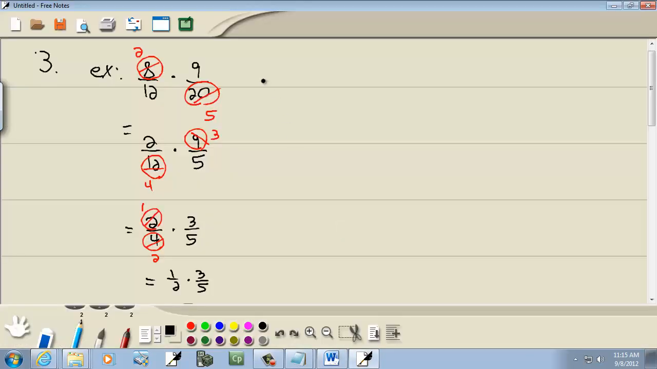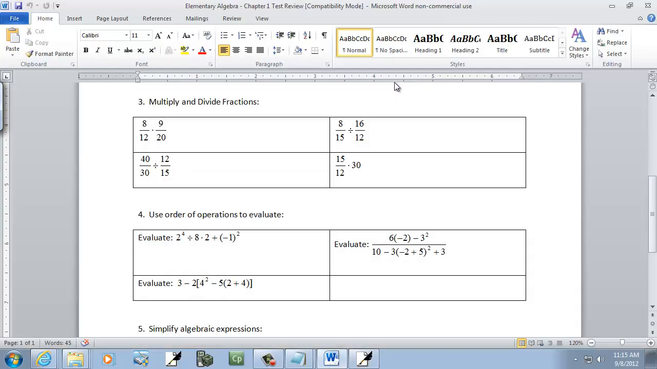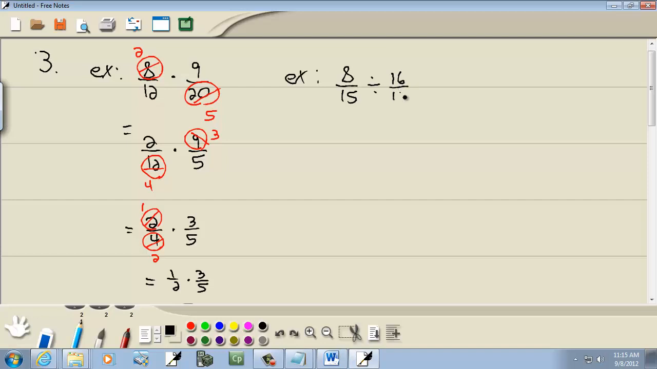Now let's look at a division one. We've got 8/15 divided by 16/12. Now, we never actually divide fractions. What we do is we immediately rewrite the problem as multiplication by taking the second fraction and flipping it. Top goes to bottom, bottom goes to top. That's called a reciprocal. So 16/12 is 12/16.